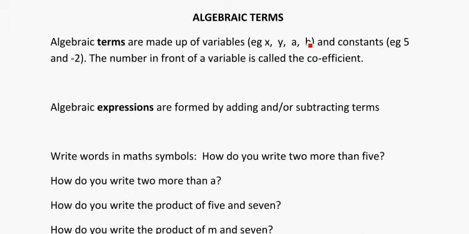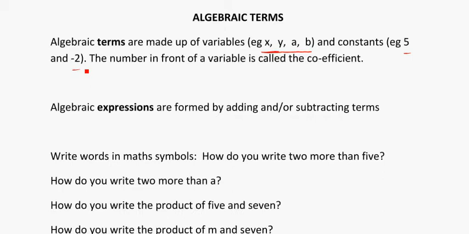Okay, our first lesson in algebra, we had better revise some of the algebraic terms and some of the vocabulary that's used. So, algebraic terms are made up of variables. Now, variables are letters, x, y, a, b, whatever letter you want to use, and they're unknown. Now, a constant is known, and they are just numbers. 5, -2, they are called constants. And the number in front of a variable is called the coefficient.